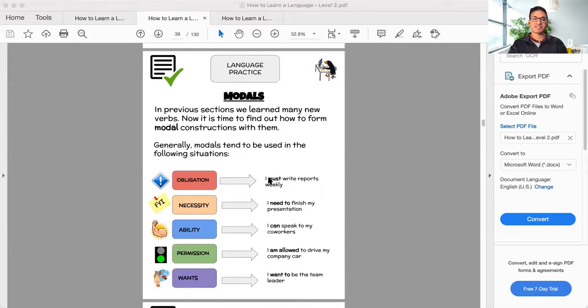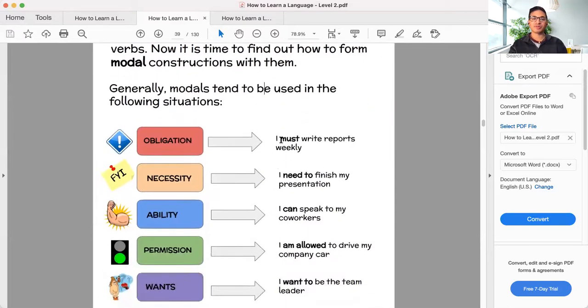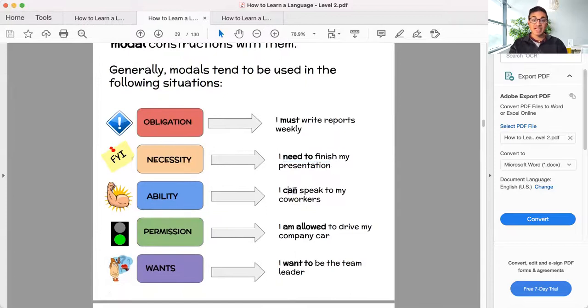But basically a modal verb, the way they work is they're always combined with something else, right? So must is your modal verb, and it's followed by another verb right after, which is write, right? So we have two different verbs in a row. I must write, two verbs. And you can't just do I must reports weekly. Like you need that verb write. You need that second verb directly after must, right? I need to finish my presentation. I can speak to my friends. I am allowed to drive my company car. I want to be the team leader, okay?